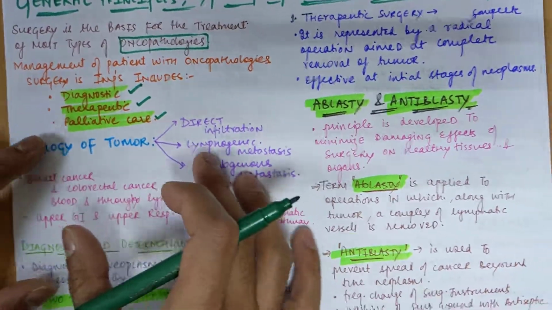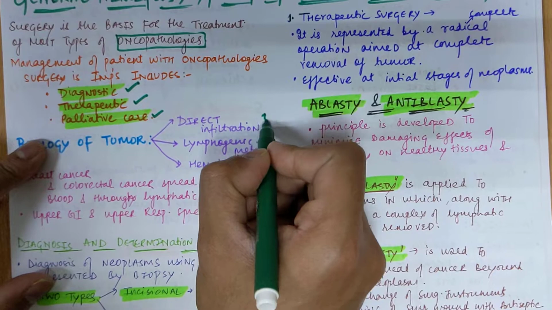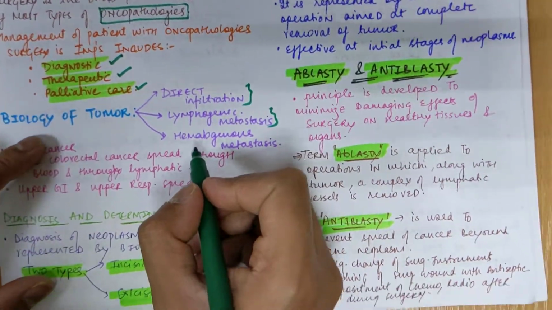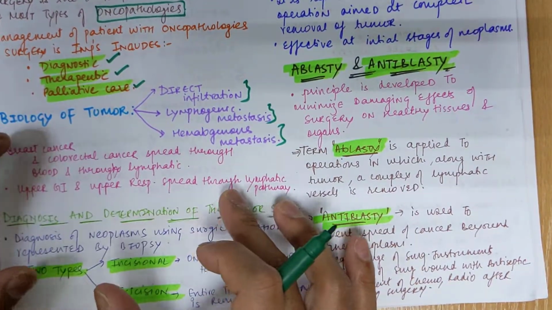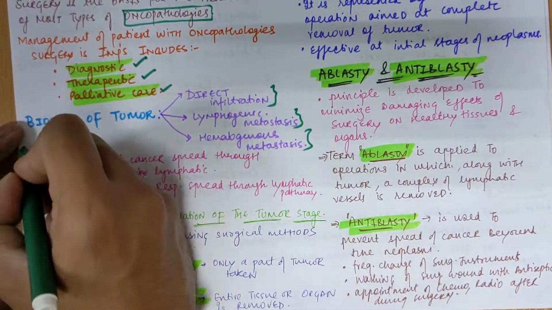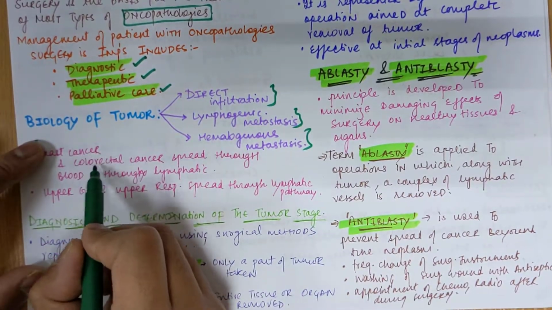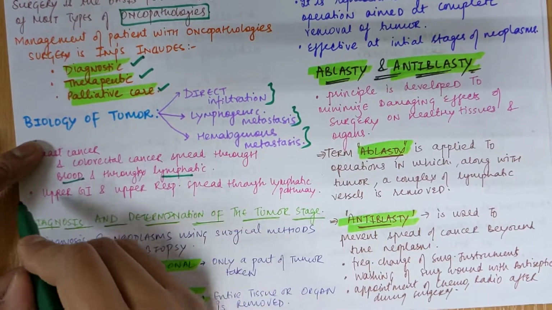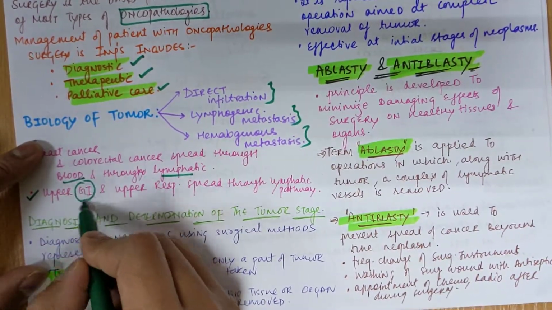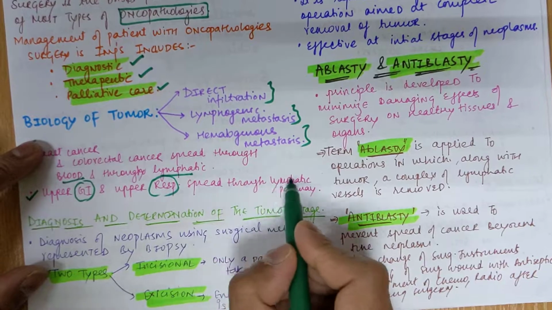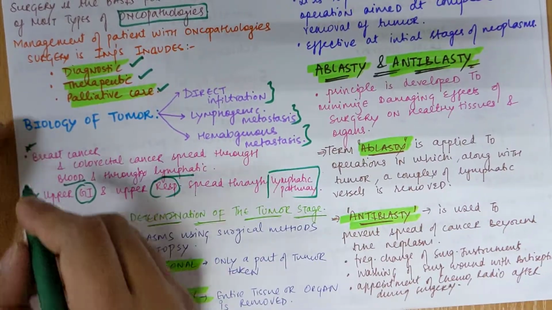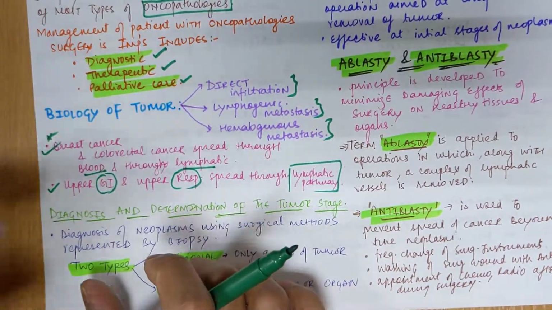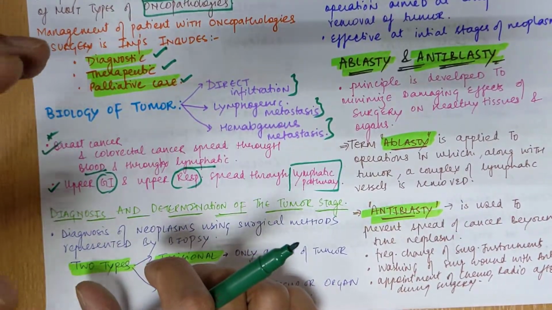Now the biology of a tumor can involve direct infiltration of the cancer and the spread of cancer through lymphogenic metastasis or through blood, that is the hematogenous metastasis. For example, breast cancers and colorectal cancer spread mostly through blood and through lymphatics, but cancers of the upper gastrointestinal and upper respiratory system spread through the lymphatic pathway. So these are the important points you have to remember regarding the spread of cancers, the biology of cancer.